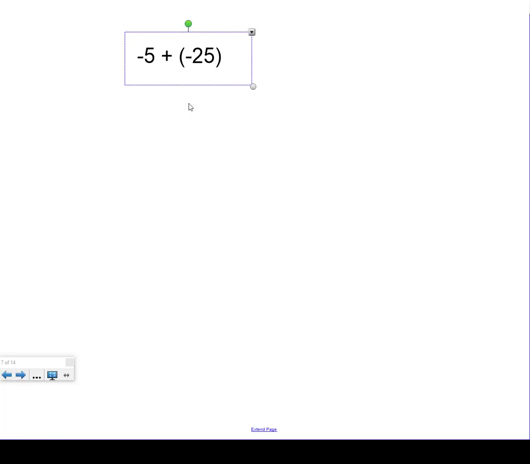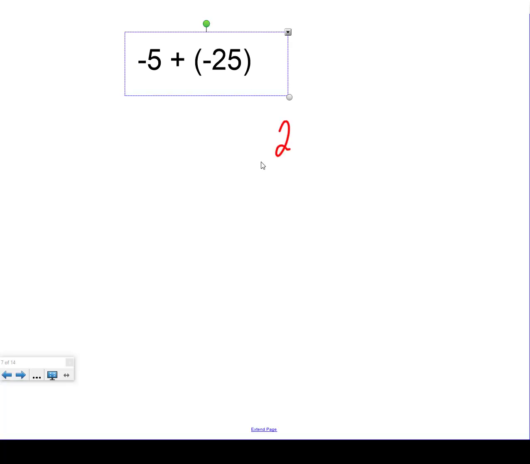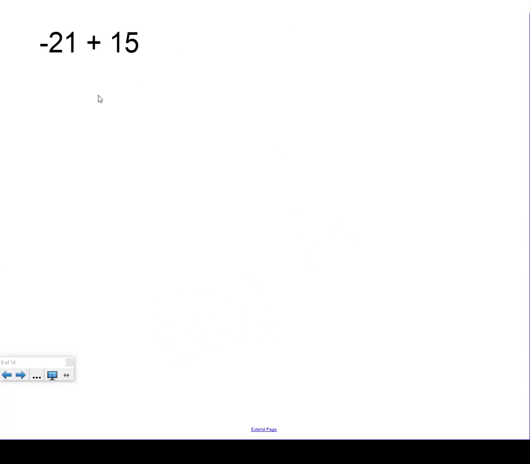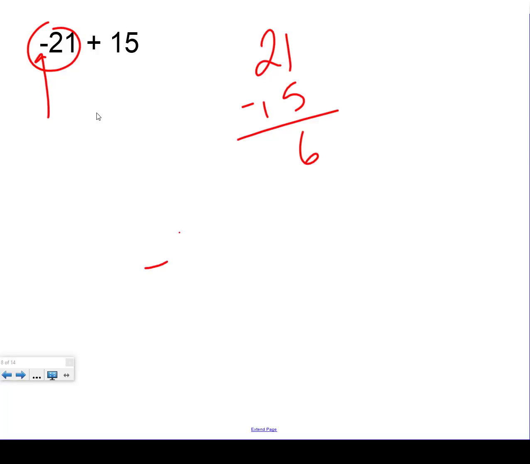Let's try some more. Signs are the same. I'm going to add and keep the sign. What was the sign? The signs were both negative, so I have negative 30 as my answer. If the signs are the same, add and keep the sign. If the signs are different, we subtract. And so I have 21 minus 15, which is going to give me 6, I believe. And I'm going to take the sign of the bigger number. Well, 21's bigger, and the sign on 21 was negative, so this is a negative 6.